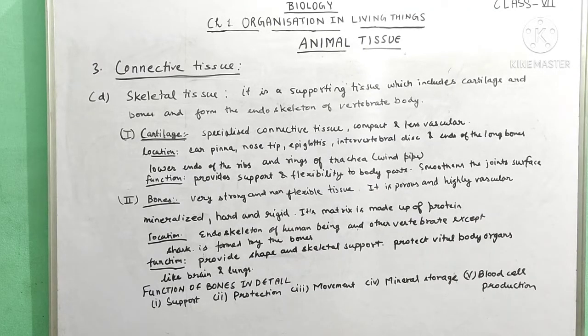Less vascular, what does that mean? It means that they have a lesser number of blood vessels. Location: it is present in the ear pinna, nose tip, epiglottis, intervertebral disc and the ends of the long bone, lower end of the ribs and rings of trachea, that is windpipe. Okay, the function of the cartilage is that it provides support and flexibility to the body part. It smoothens the joint surface.